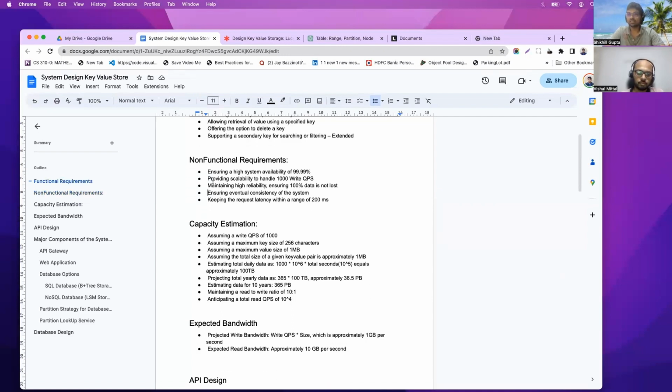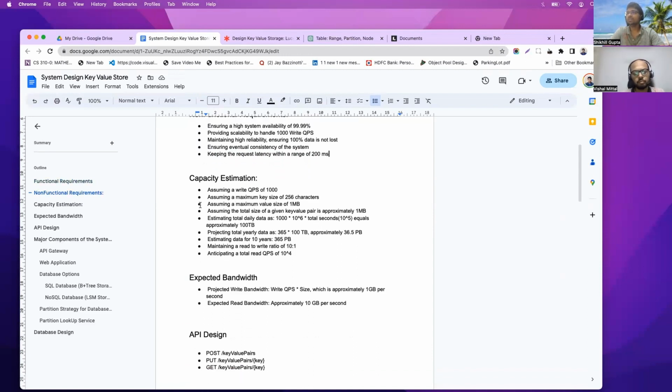So this system is an AP system, like Cassandra, a database which is an AP system, right? And we keep request latencies under 200 milliseconds. Obviously, the latency of an API should be as low as possible. The operation should happen very much in real time, right?